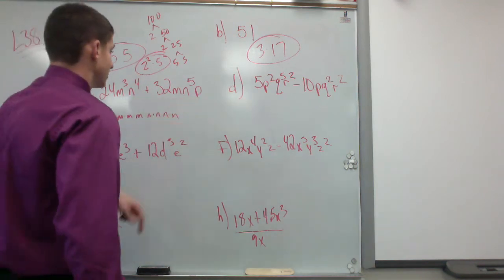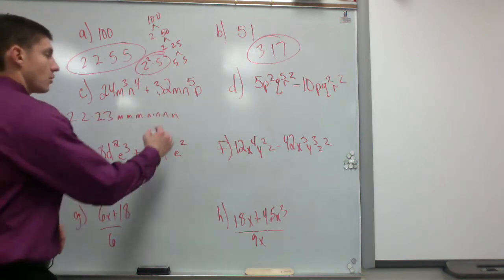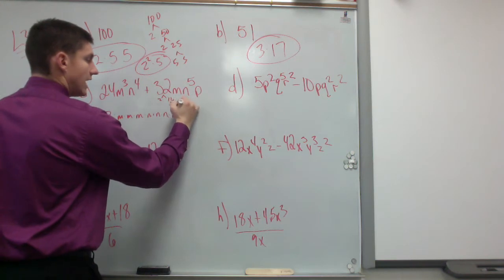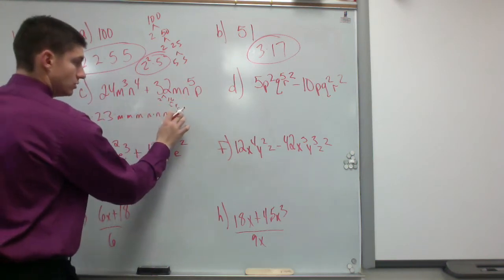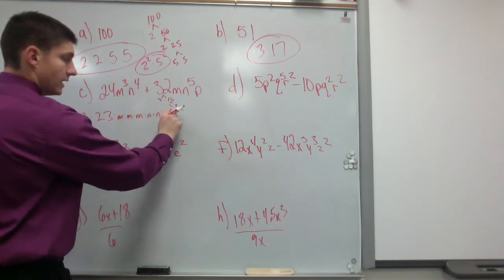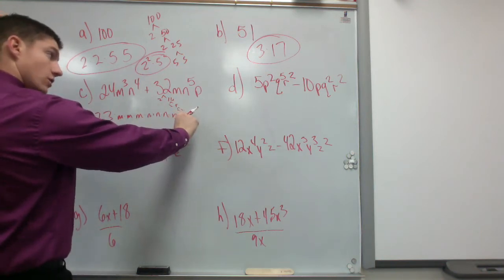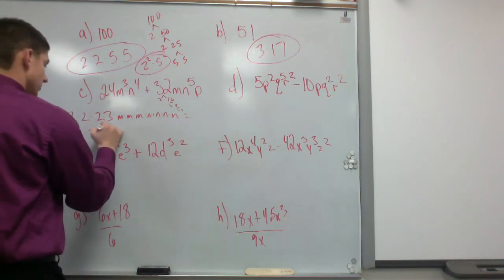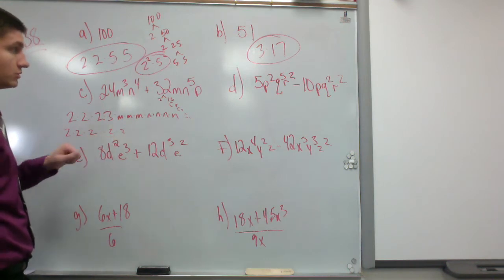Now I'm going to take the second term, 32m, n to the fifth, and p. Well, 32 can be broken down into 2 and 16, 2 and 8, 2 and 4, 2 and 2. So if I write that out, 2 times 2 is 4, times 2 is 8, 8 times 4 is 32, which looks like this: 2 times 2 times 2 times 2 times 2. 2 times 2 is 4, times 2 is 8, times 2 is 16, times 2 is 32.